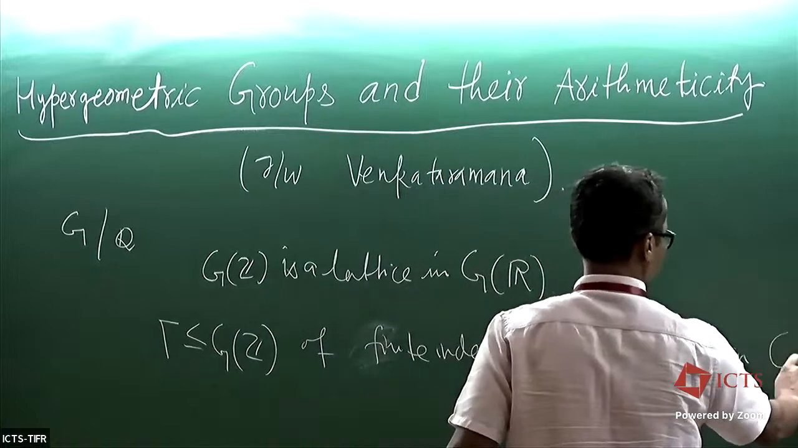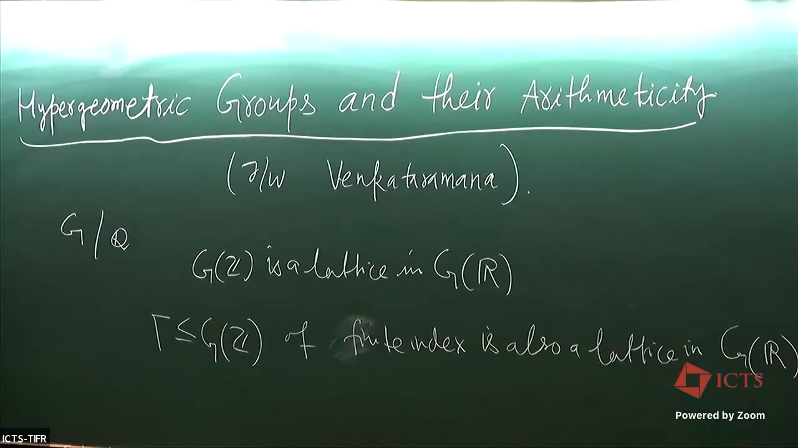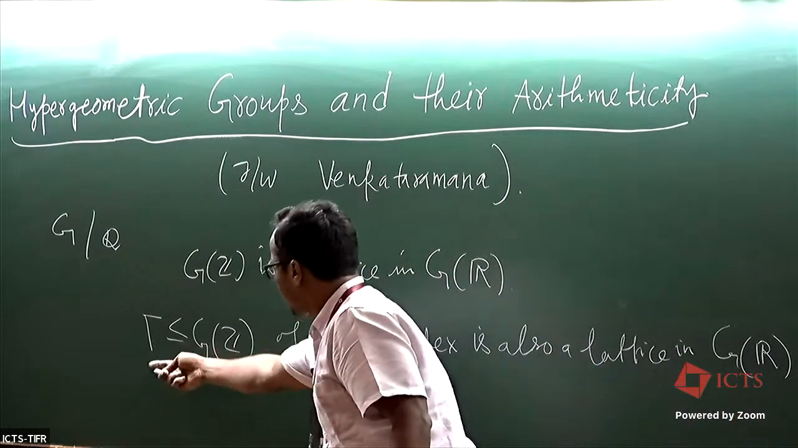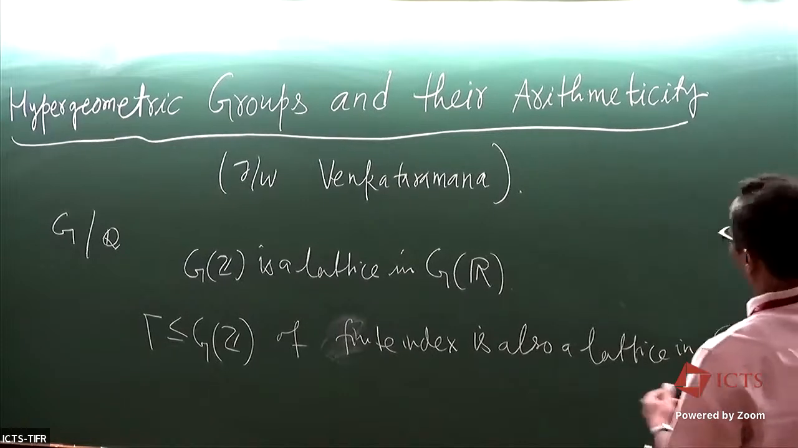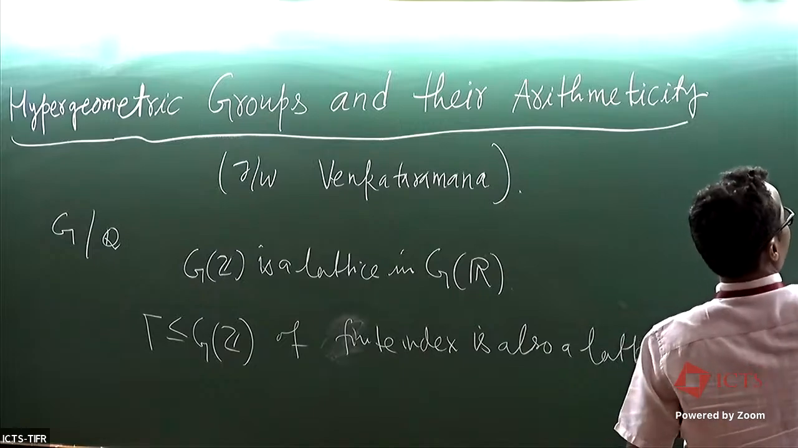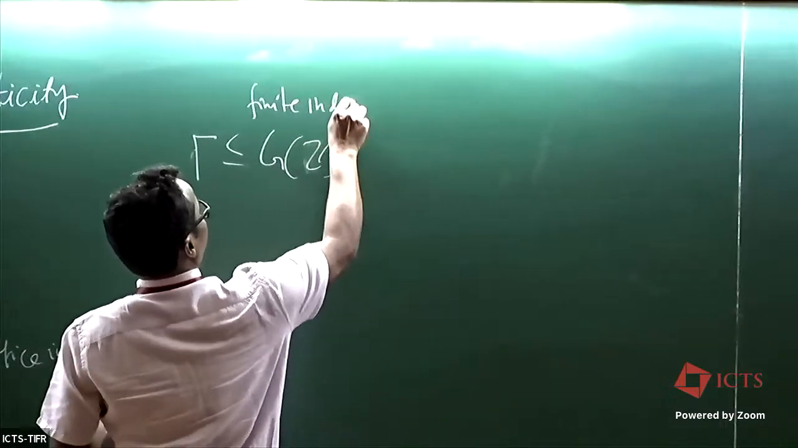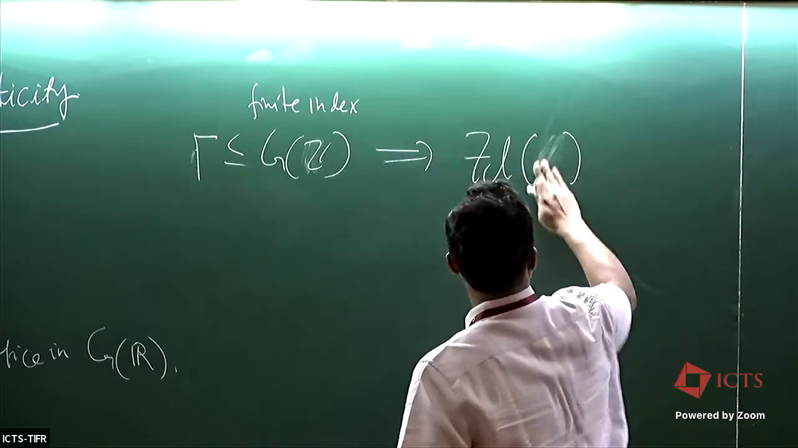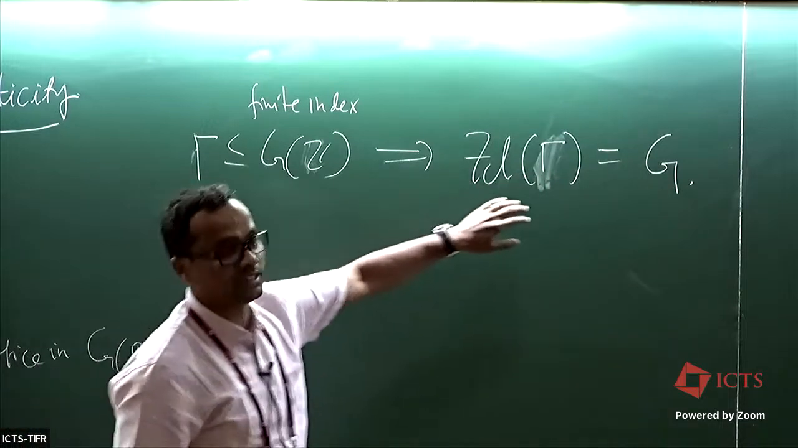in G(R). On the other hand, there is a result called the Borel density theorem: if you have a lattice gamma in G(R), then gamma is Zariski-dense inside G(R). So in particular, if gamma is a finite index subgroup of G(Z), that means it is a lattice, and this implies that the Zariski closure of gamma is all of G. This is due to the Borel density theorem.